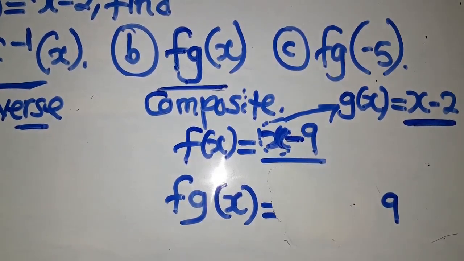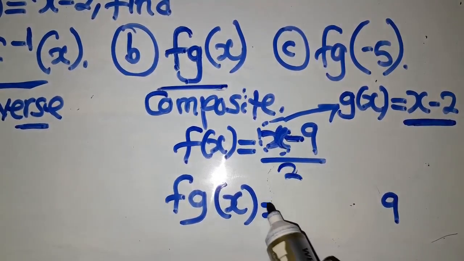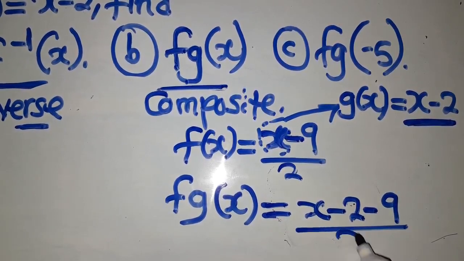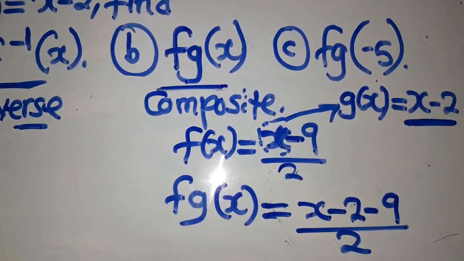So I don't want to confuse anyone. There is over 2 here. Then there I've just said x minus what? Minus 2. Then minus there. Over 2. The over 2 will follow, will not go anywhere. So this is what I've formed.